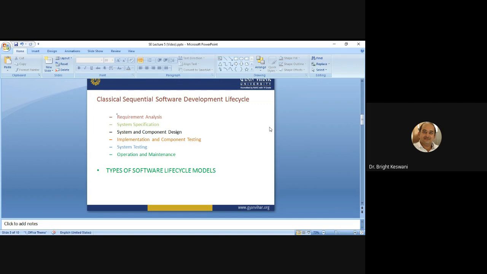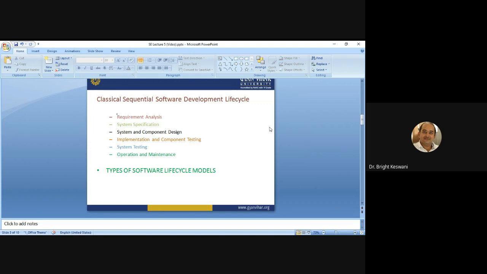Okay, verification is not only part of implementation and unit testing and system testing, but it is also part of all the other phases in the form of walkthroughs, reviews, and other activities also. So verification of each activity is very much important.